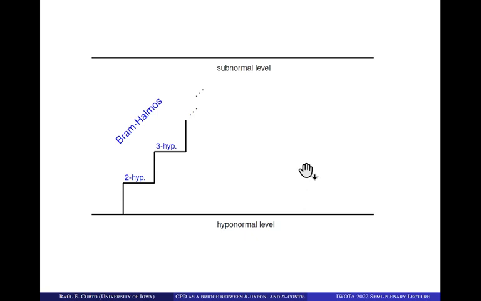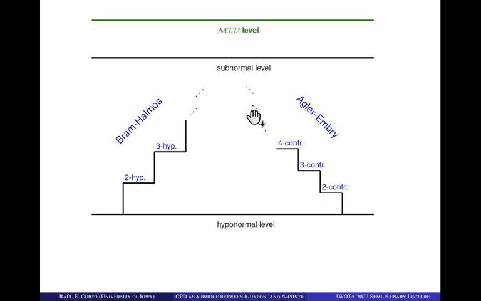So before we deal with that, I want to show you a couple of staircases from hyponormal to subnormal. This is 2 hyponormal, 3 hyponormal, 4 hyponormal, and so forth. This is the Brown-Halmos staircase. On the other hand, there is Agler-Embry saying, well, 2 contractive, 3 contractive, 4 contractive, and so forth will also get you from hyponormal to subnormal for contractions, right? So at the very top, there is the MID level, which is a stronger condition than subnormality.